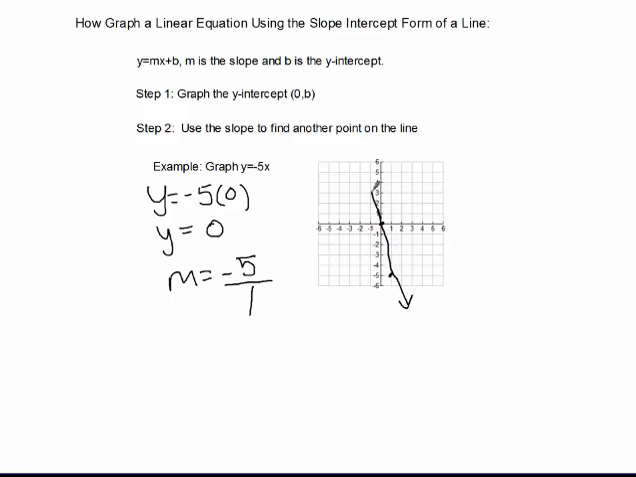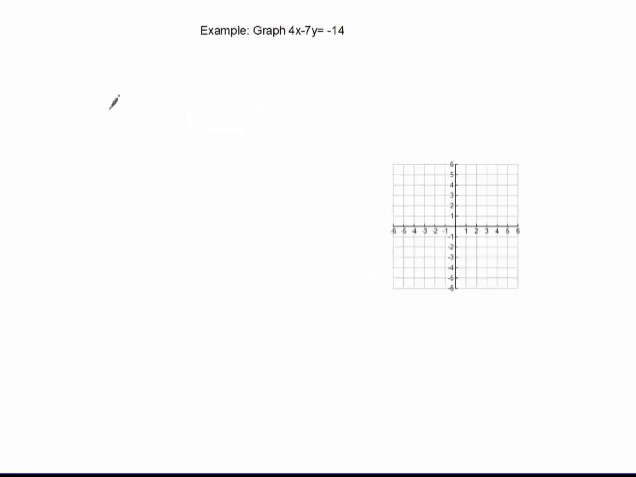And there's our graph, which is a lot faster than using a table to graph this line. Now let's look at another example using this method. Notice that my equation is not in slope-intercept form, so our first step is to write the equation in slope-intercept form.